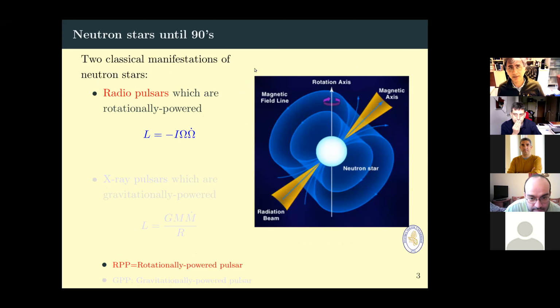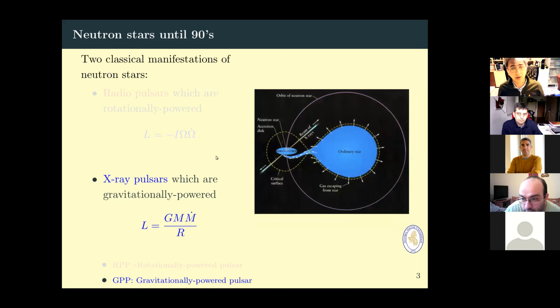So first, I want to give you the picture of neutron stars until the 1990s. There were the radio pulsars, which were understood to be rotationally powered. So this is the spin down luminosity of the radio pulsar. But of course, the radio power is a tiny fraction of this spin down power. On the other hand, we had these X-ray pulsars, which we understood to be gravitationally powered.